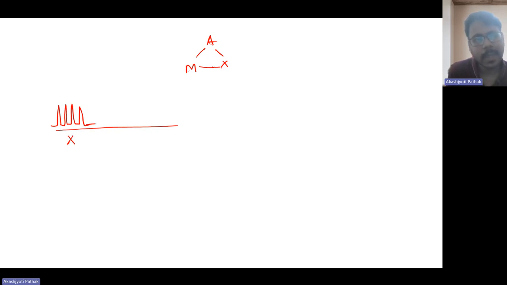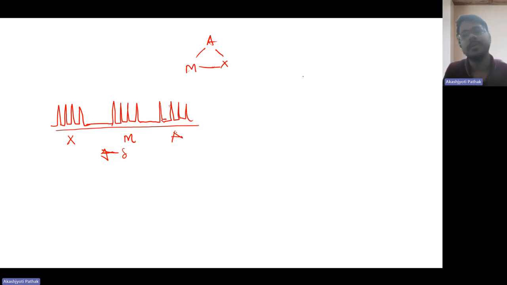Consider this M. Similarly, M is coupled to A, and M is also coupled to X. So again, you will get a doublet of a doublet for this M. The chemical shift is plotted on the axis. And similarly for X also, X is coupled to A and M. So you will again get a doublet of a doublet, because A will cause the splitting of X into a doublet, and then M will cause the splitting of this doublet into another doublet.